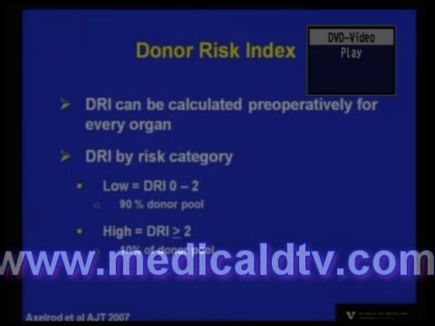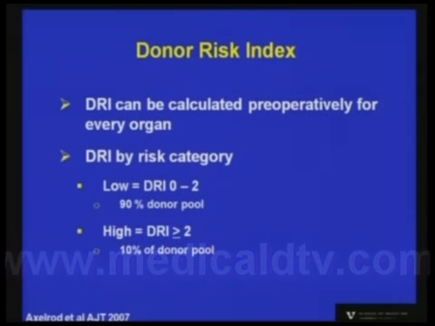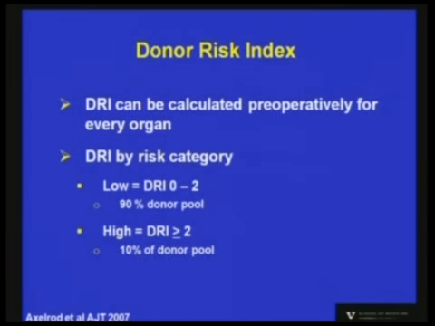Between donors with a DRI from 0 to less than 2, which made up about 90% of the donor pool, and high, or donors with a DRI of greater than or equal to 2, and that made up about 10% of the donor pool.